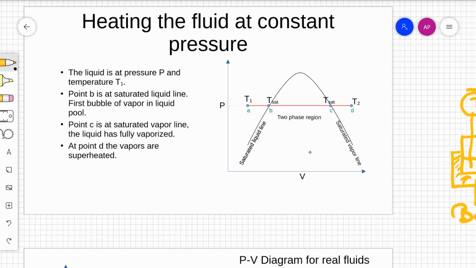Okay, if we partially transfer the latent heat, the mixture will be a mixture of vapors and liquid, and therefore it's two-phase, and we call this region the two-phase region. When we give the complete amount of latent heat, it gets converted into saturated vapor, and when we further give heat, it is superheated vapor.